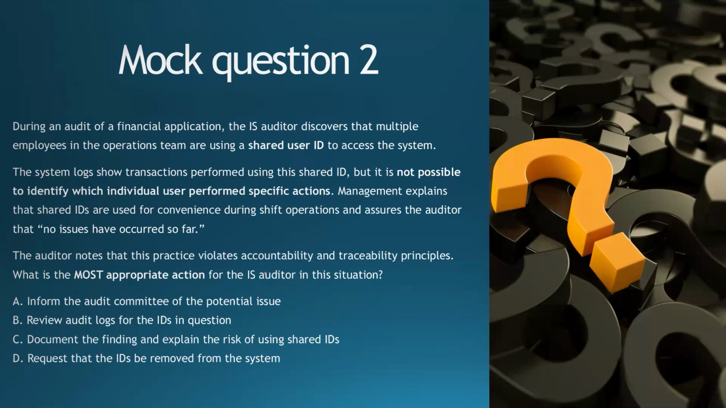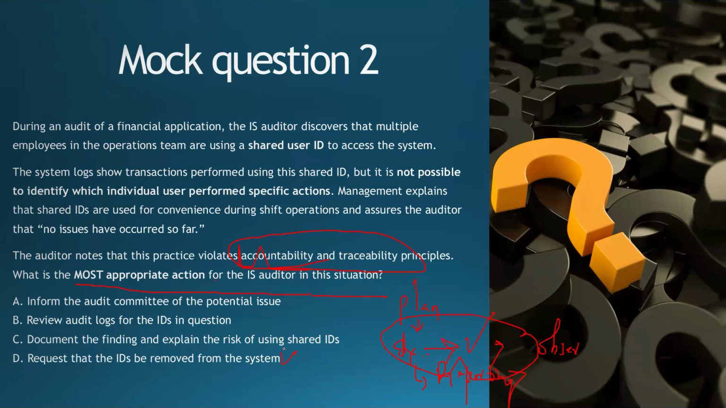If you look for the keywords over here, the keyword is the most appropriate action to be taken by the auditor in this situation where there is a violation for accountability and traceability issues. The action is that as an auditor, what is the action that you need to do? As part of the audit, you will have the planning stage, the execution stage, and the reporting stage. The execution stage is done. We have identified that there is a shared ID being used, there is an observation, there is a deviation you have noted. The final appropriate action is more on the reporting part.